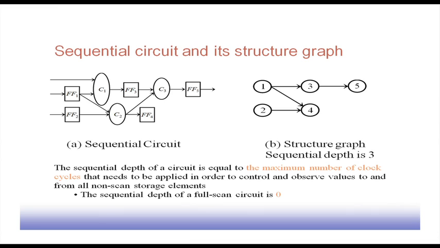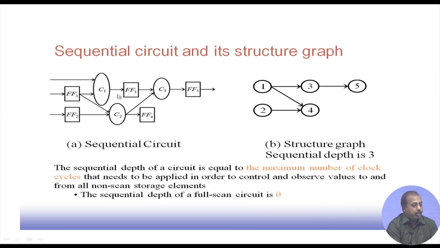So, again coming back to the definition. Sequential depth is equal to the maximum number of clock cycles that needs to be applied in order to control and observe values to and from all non-scan storage elements. So, if we want to observe the value of this flip flop, then I have to take it to this output, because that is the primary output. So, I can see output at this point only.